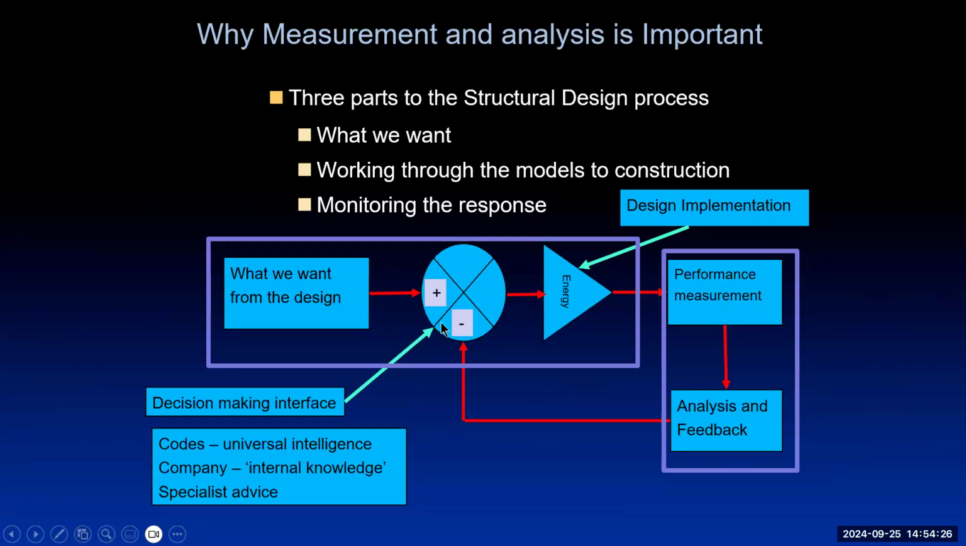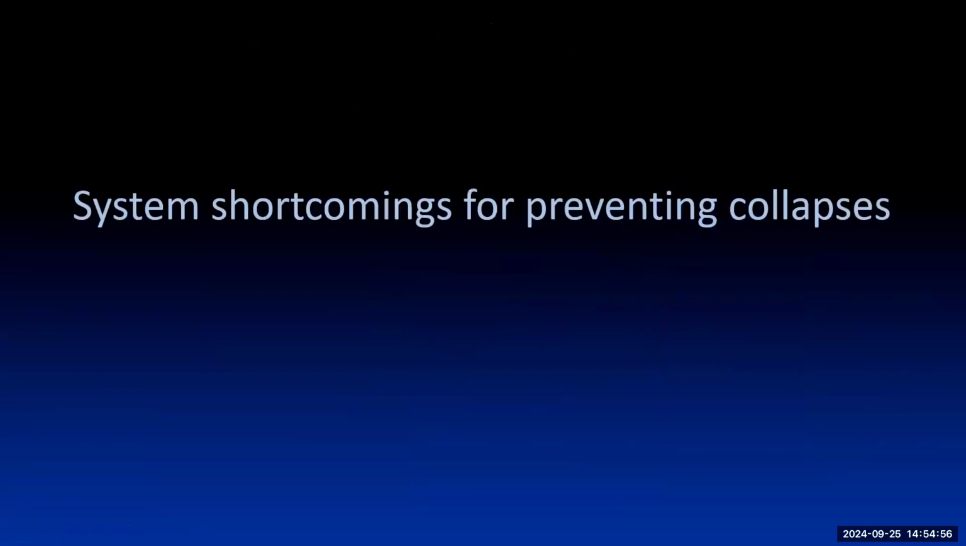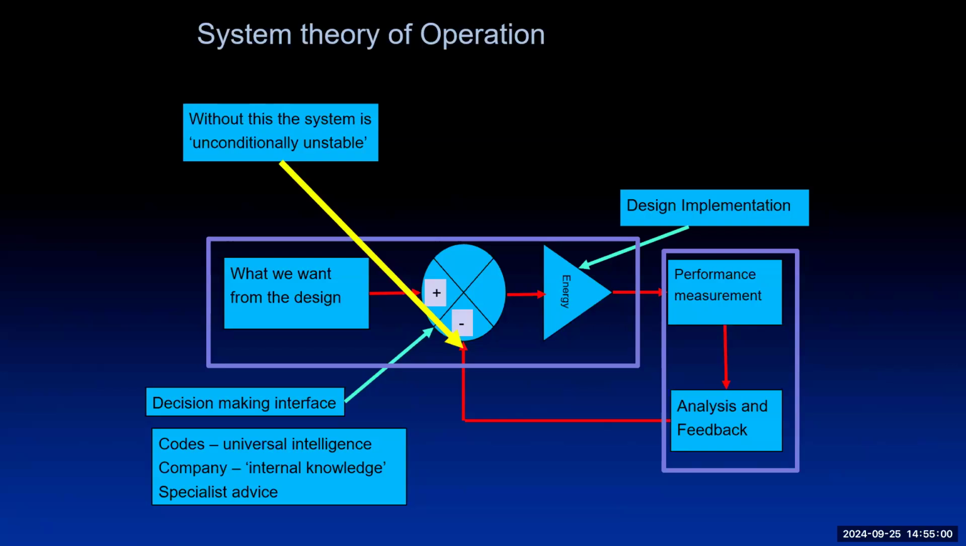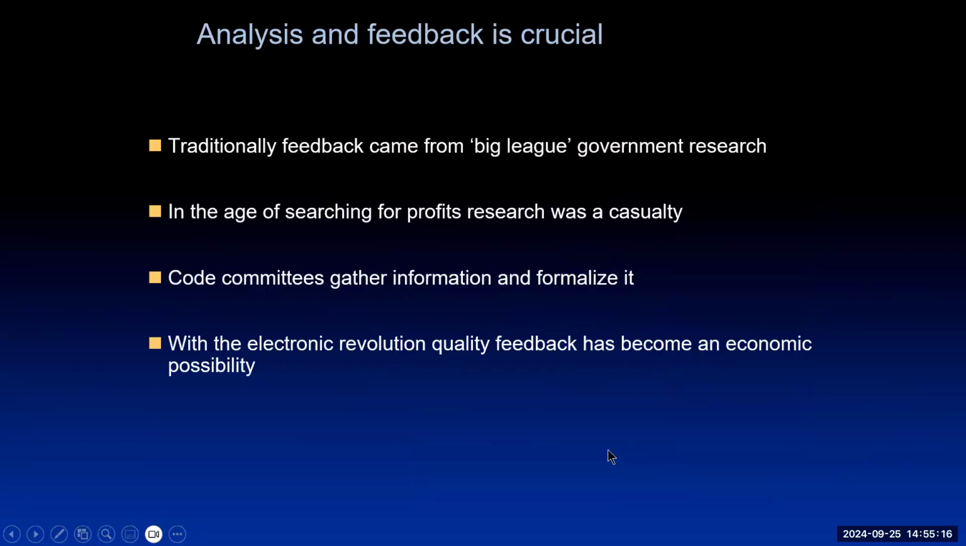Now, this decision-making interface is codes, universal intelligence, company internal knowledge, specialist advice from the code committee. So we compare what we wanted with what we've actually got. If you do this, then you have a stable system. If you take out this, the analysis and feedback, you do not have a stable system. Without this occurring, the whole system is unstable, and sooner or later, if you're lucky, there will be a problem with this whole system. So analysis and feedback of the way buildings actually behave is crucial to the stability of this system.